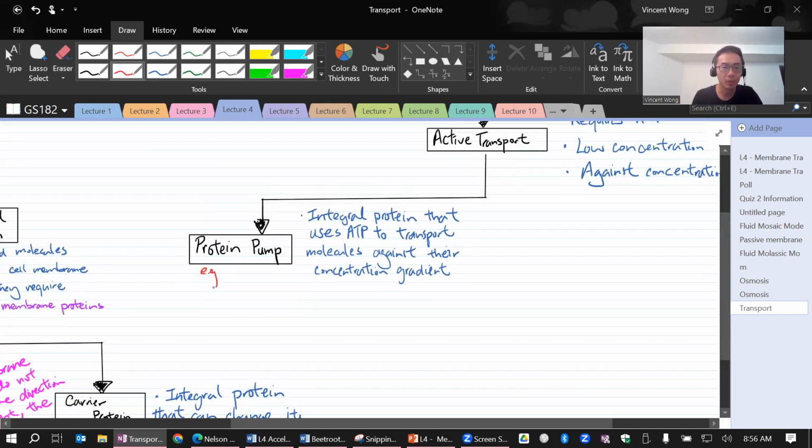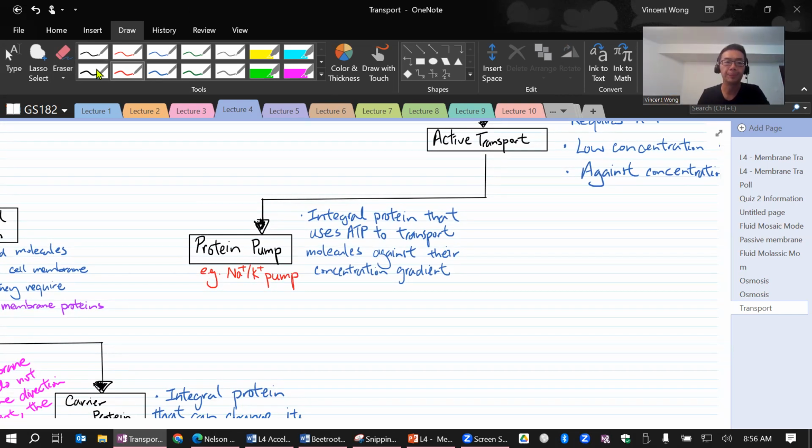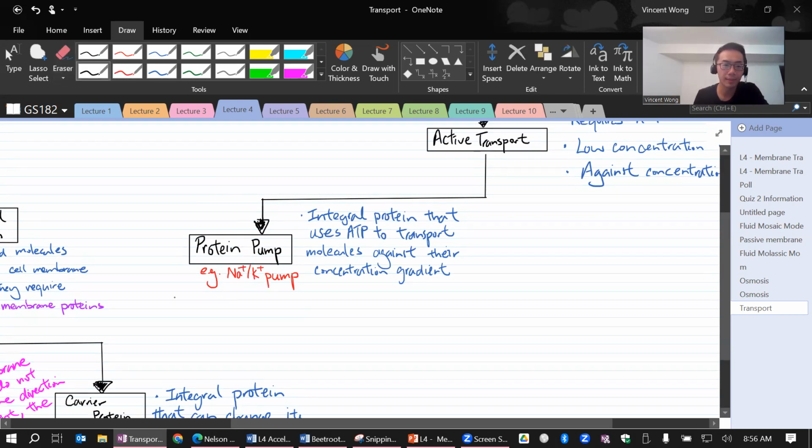So an example, the only example I'm going to give you is something called a sodium-potassium pump. You don't have to know a lot about it, but I'll tell you the basics. Okay, I'll give you a minute to finish copying.